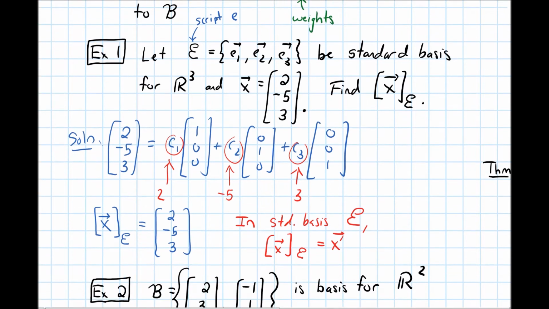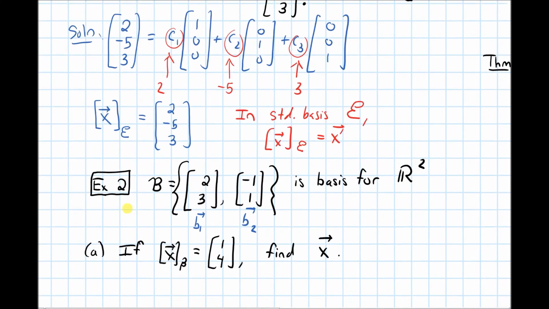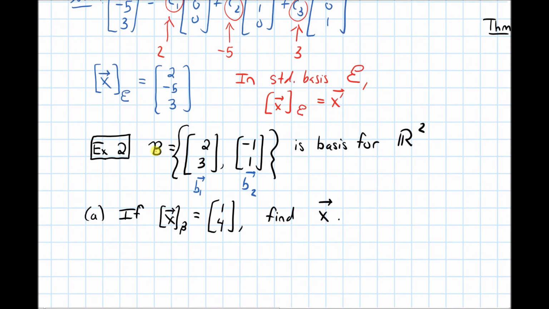Okay, so let's do another example where we have a different basis, not just the standard basis. Let's say that my basis has these two vectors, 2, 3, and then the second vector is -1, 1. Turns out this is a basis for R2.